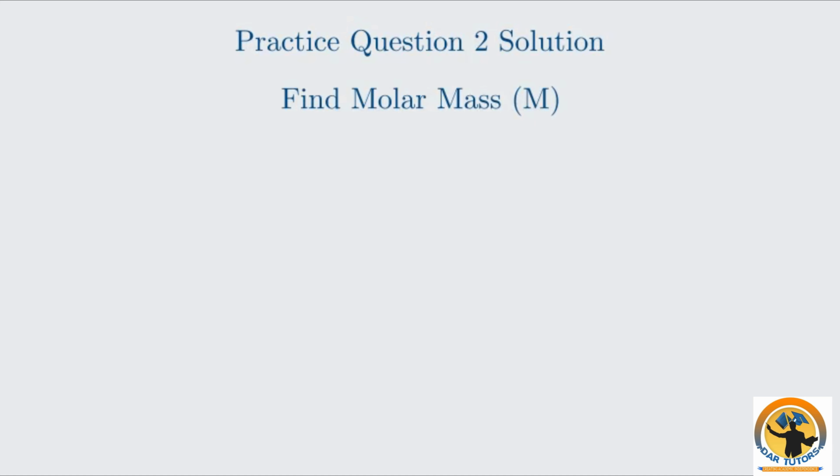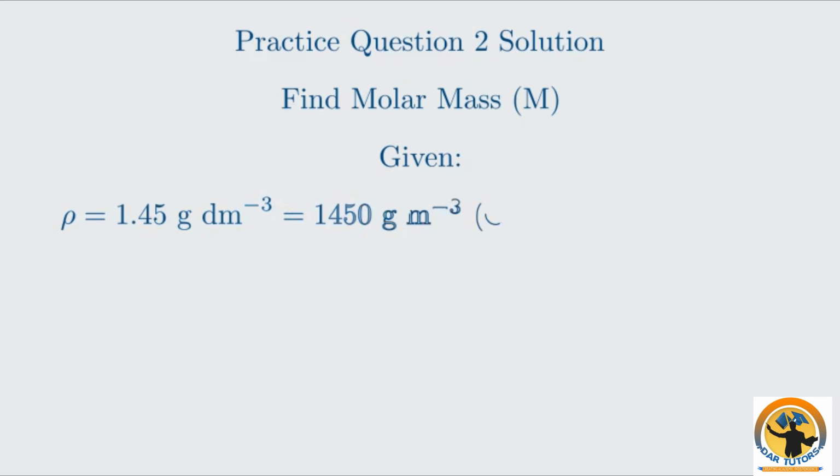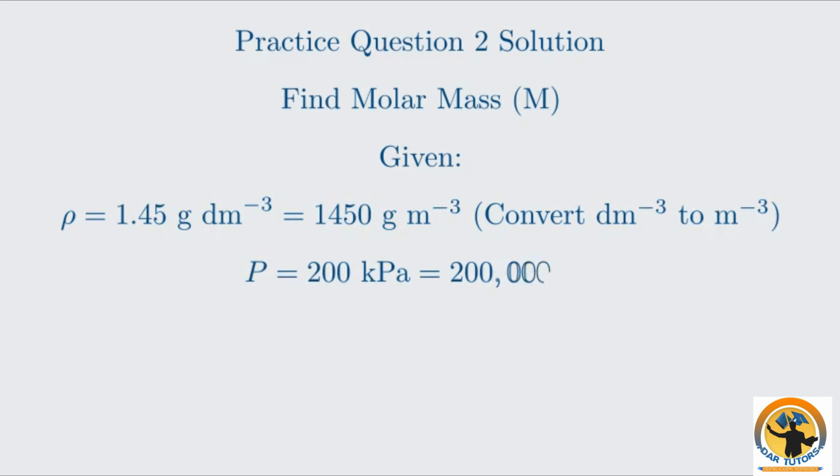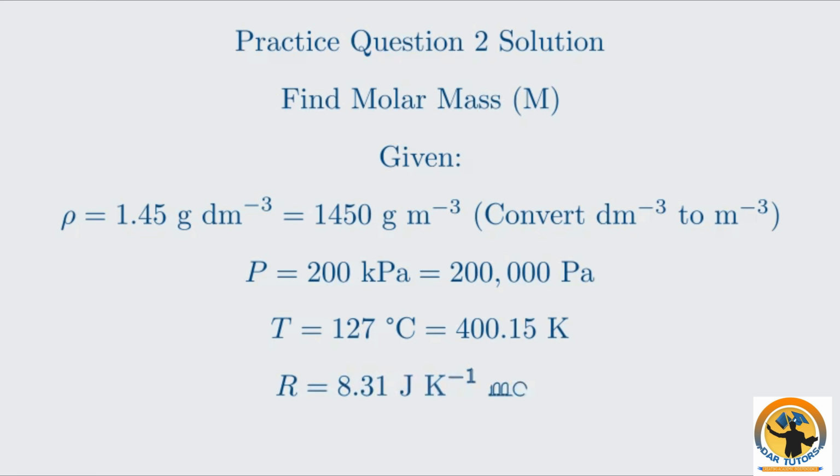Let's check your work for question 2. We are using the formula we derived. Our goal is to find molar mass, M, which is mass per mole. The formula we will use is M equals ρRT divided by P. First, we list our variables. The density, ρ, is 1.45 grams per cubic decimeter. The pressure, P, is 200 kilopascals, or 200,000 pascals. The temperature, T, is 127 degrees Celsius, which is 400.15 Kelvin. R is our gas constant.